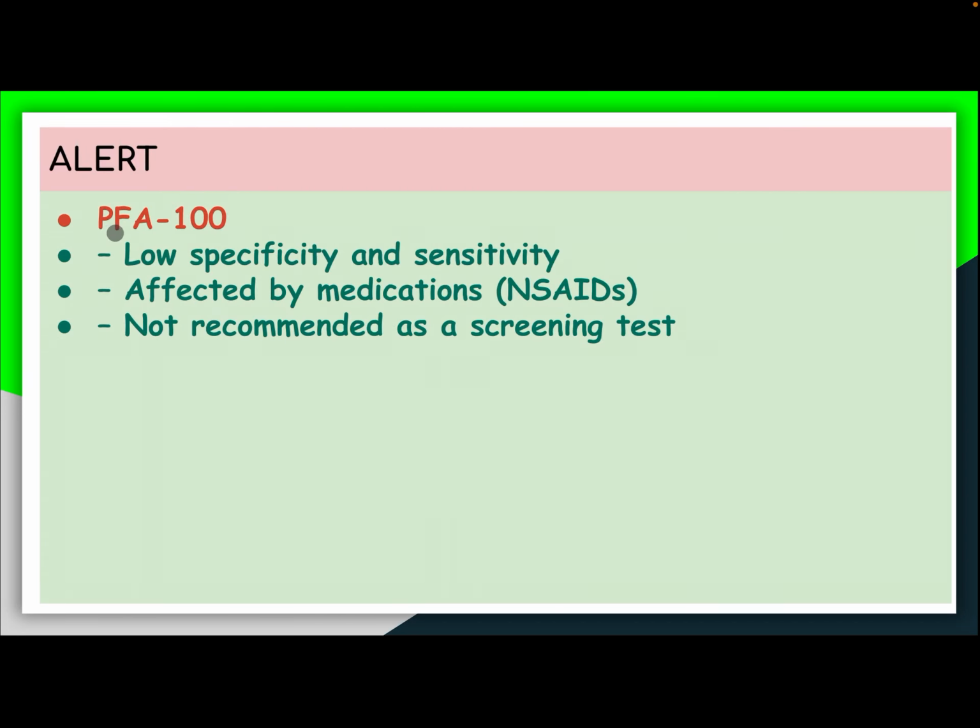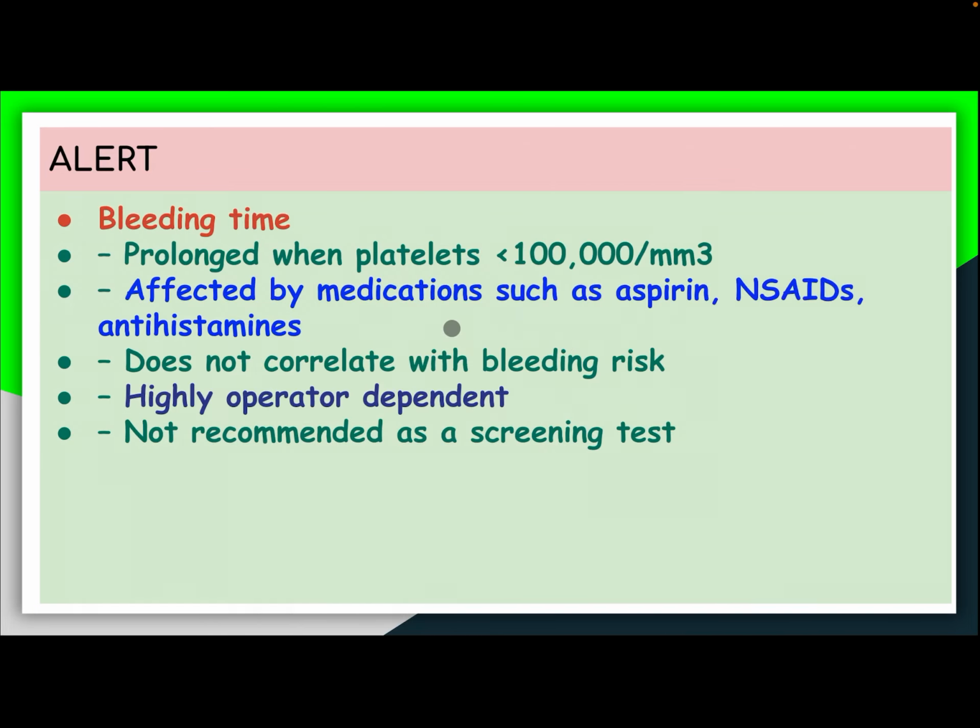Alert: PFA-100 has low specificity and sensitivity, is affected by medication like nonsteroidals, and is not recommended as a screening test. Bleeding time is prolonged when the platelet count is less than 100,000, is affected by medication like aspirin, nonsteroidals and antihistamines, does not correlate with the bleeding risk, is highly operator dependent, and is not recommended as a screening test.